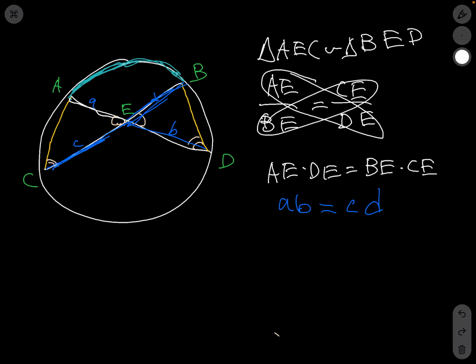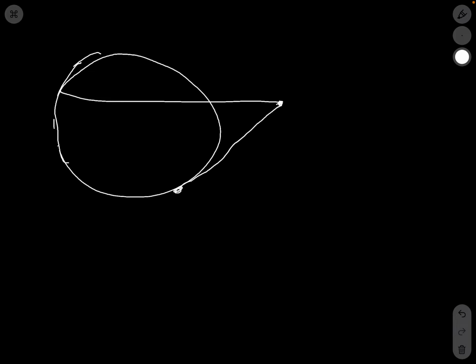Okay, so the next power theorem is the tangent-secant power theorem. So I have a circle here. I'm drawing an external point here, a secant, and a tangent. This is not drawn well, but you get the gist. Okay, so the tangent-secant power theorem states that.